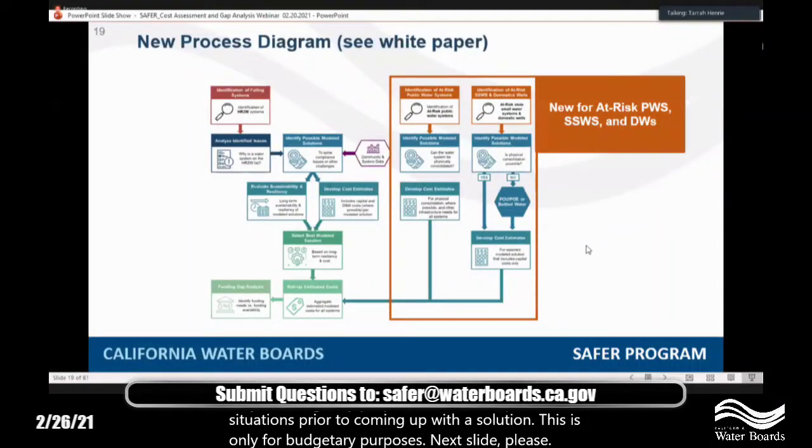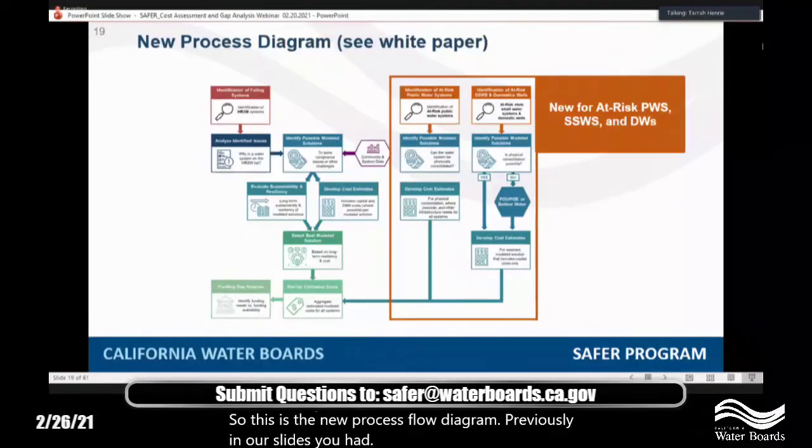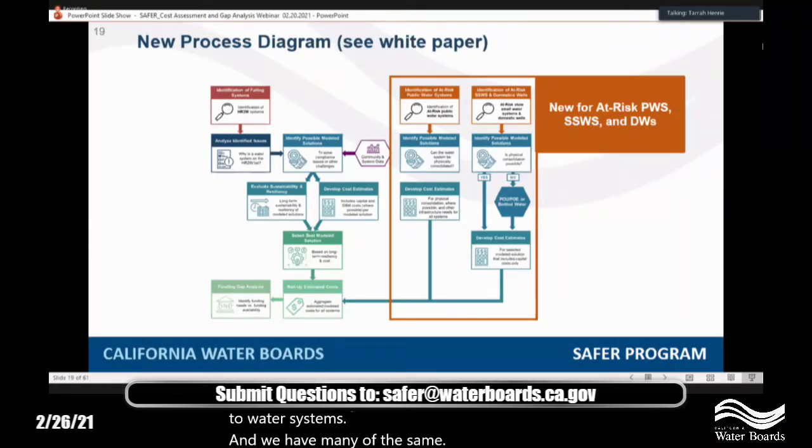So this is the new process flow diagram. Previously in our slides, you had actually seen the piece on the left with the brick red color at the top, identification of failing systems. That really now applies to the human right to water systems. And we have many of the same steps in the at-risk systems, but a somewhat pared down process because we don't have as much data really on those systems. So it's more a budgetary placeholder, and we went through fewer steps in selecting the budgetary amount that we would put in just as a placeholder for these types of systems.